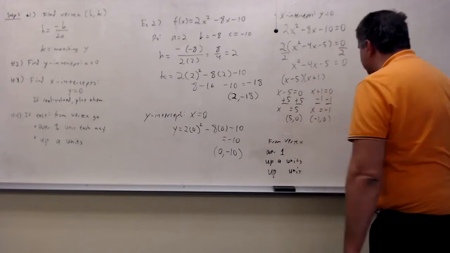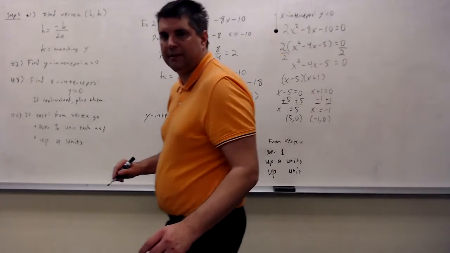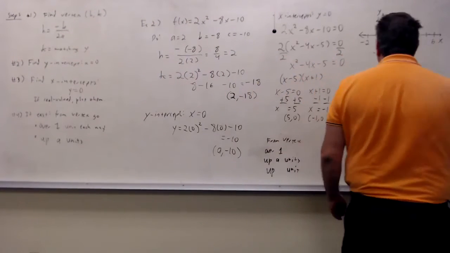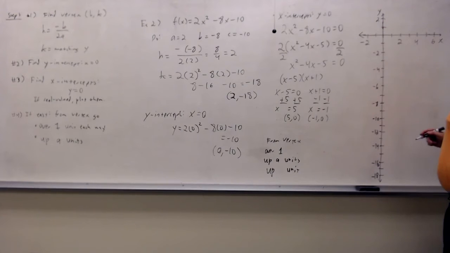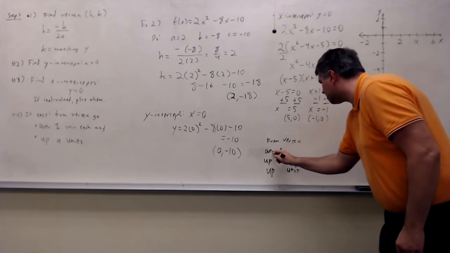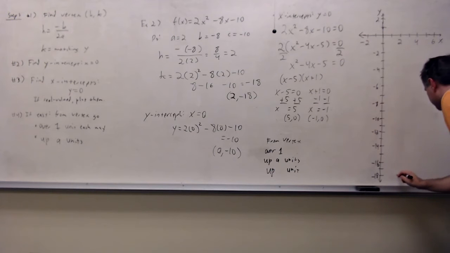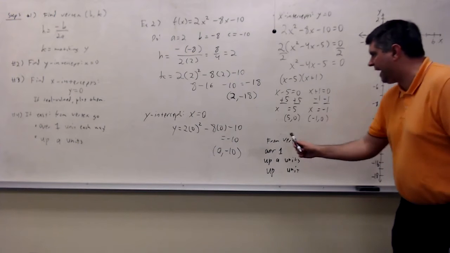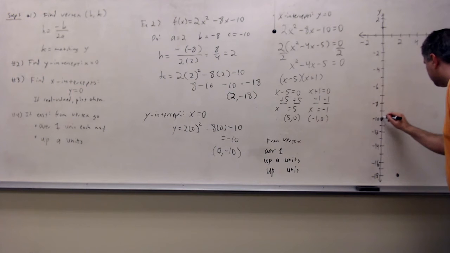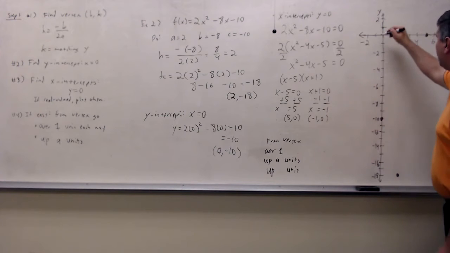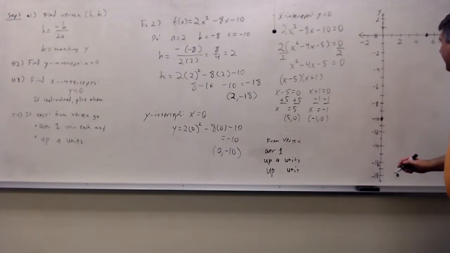And then later I'll do this from vertex. But first, I need to set up a coordinate grid, so I will pause for that purpose. Okay, I'm going to go ahead and use this grid that I just set up to sketch the graph of this function. So 2, negative 18 was the vertex. And then I had 0, negative 10 as the y-intercept. And I had 5, 0 and negative 1, 0 as my x-intercepts.